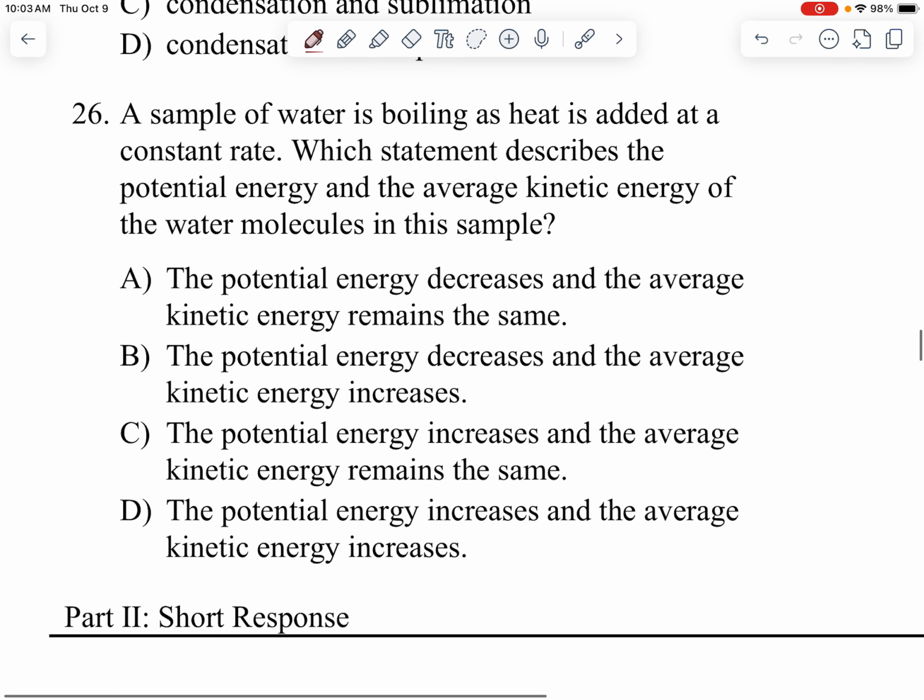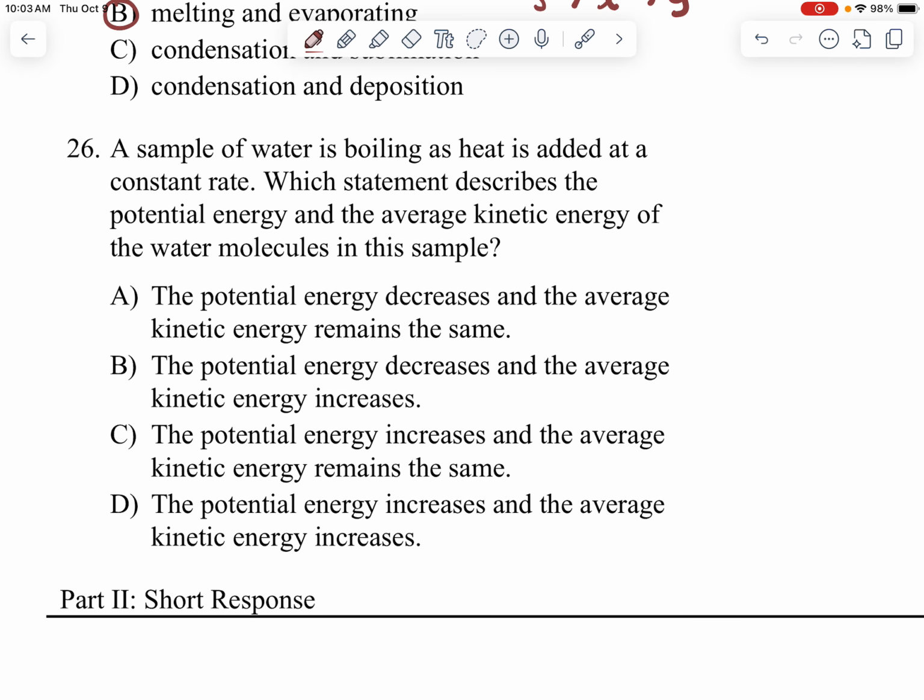Okay, another KE and PE question. We have our heating and cooling curve. Right? We are boiling. So boiling is this plateau up here. What's happening to potential energy? Well, our average kinetic energy, our temperature is constant. So if KE is constant, PE must be increasing. So for 26, it's going to be C.